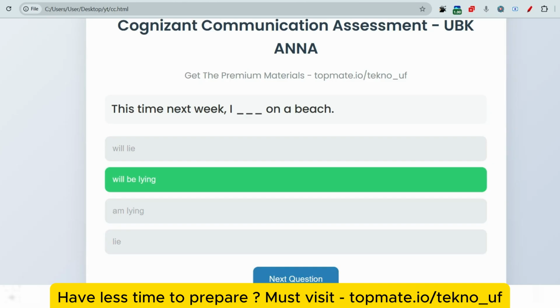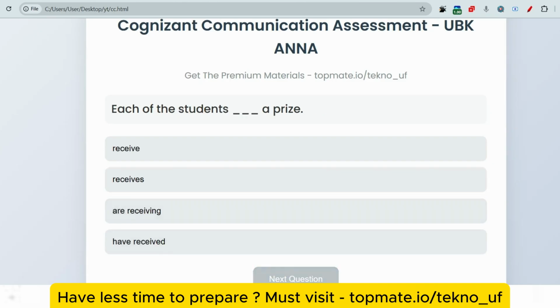So the next question is this: each of students dash a prize. So this is again a very good example of subject verb agreement. Please give the answer in the comment section, and I must say that more than 50% of students give the wrong answer for this question, even if it seems like a very easy question. Each of the students dash a prize.